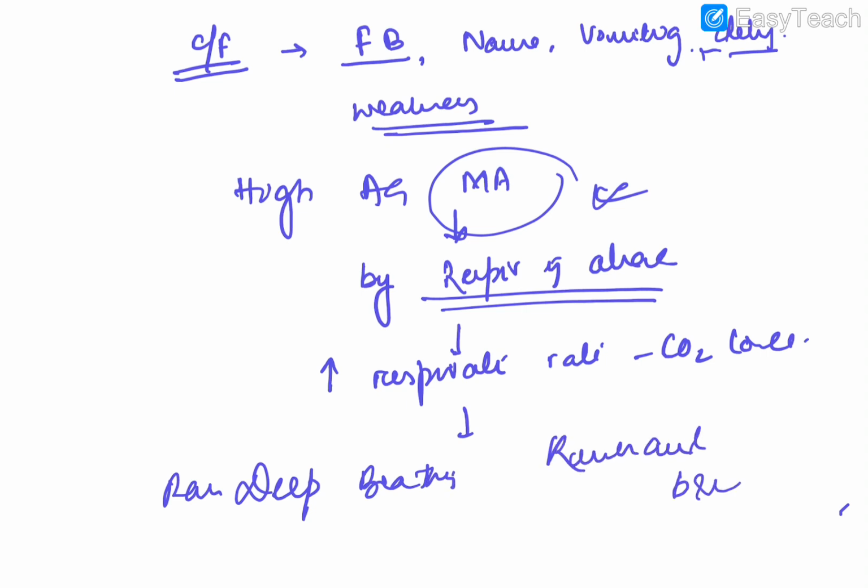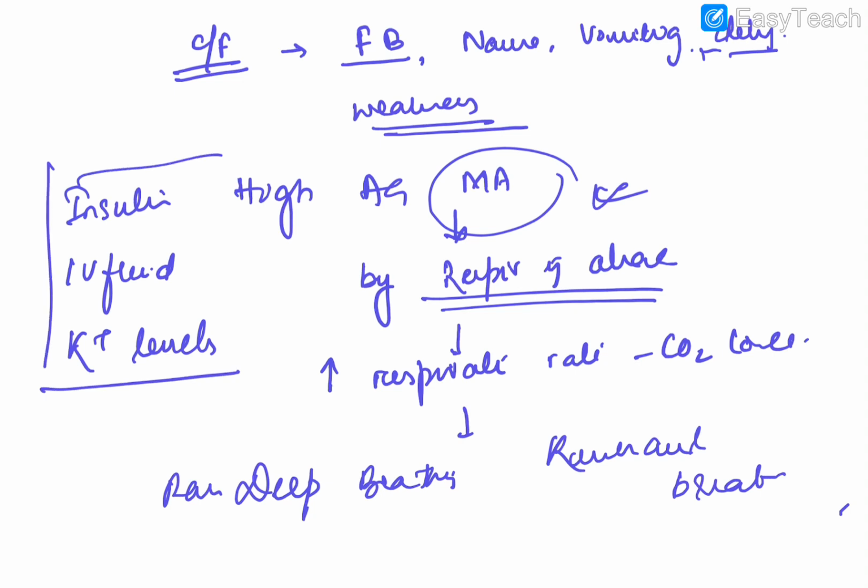The treatment of diabetic ketoacidosis is institution of insulin which is absent, giving IV fluids and correcting the potassium levels. So hope this clears up diabetic ketoacidosis for you.